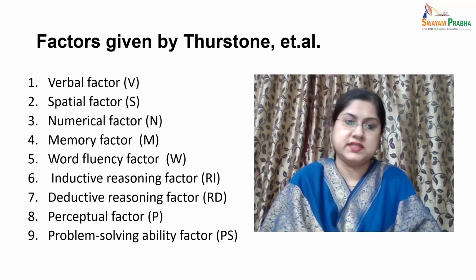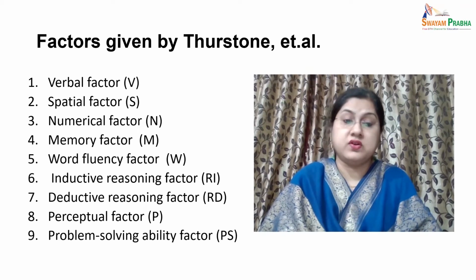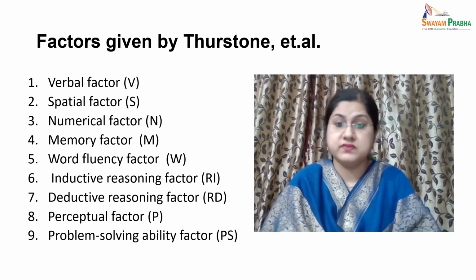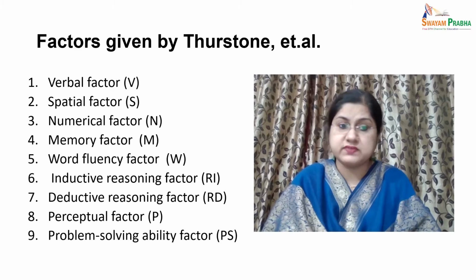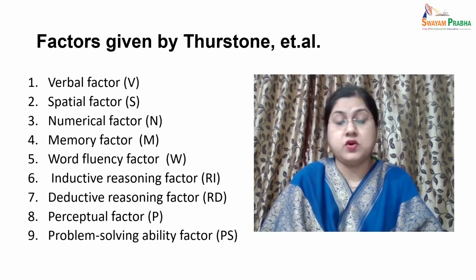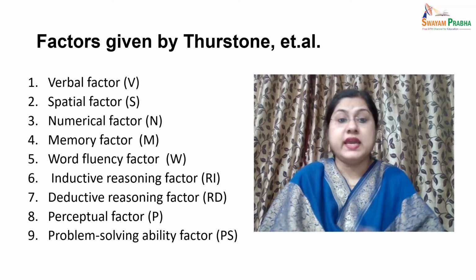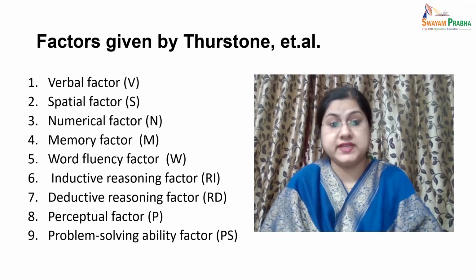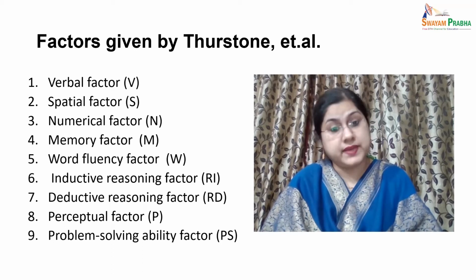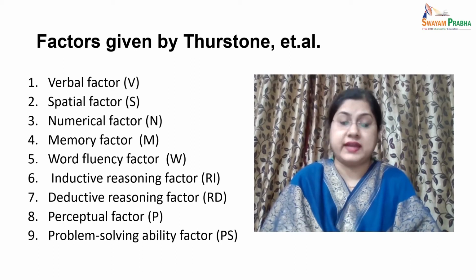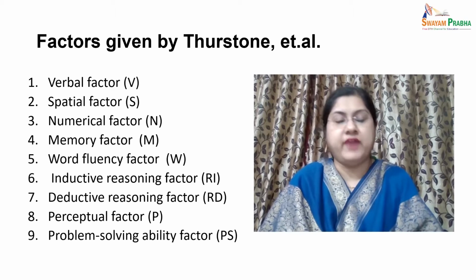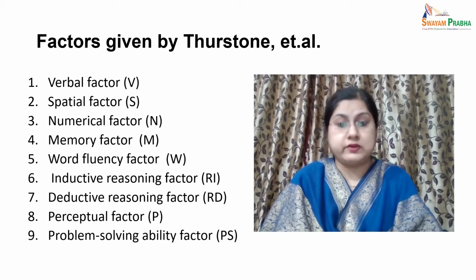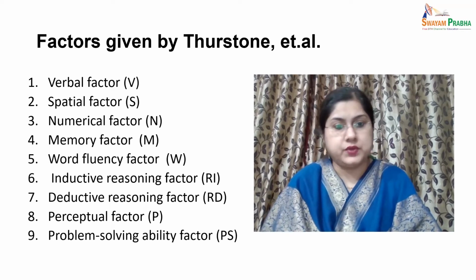So the first factor is the verbal factor, or V, which is concerned with comprehension of verbal relations, words and ideas. Then the next one is the spatial factor, or S. It is involved in any task in which the subject manipulates an object imaginatively in space. Then the third factor is the numerical factor, or N. It is the ability to do numerical calculations rapidly and accurately.